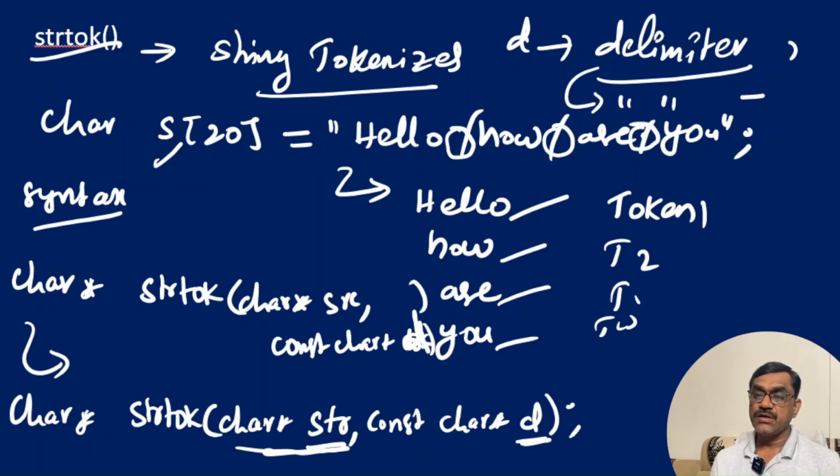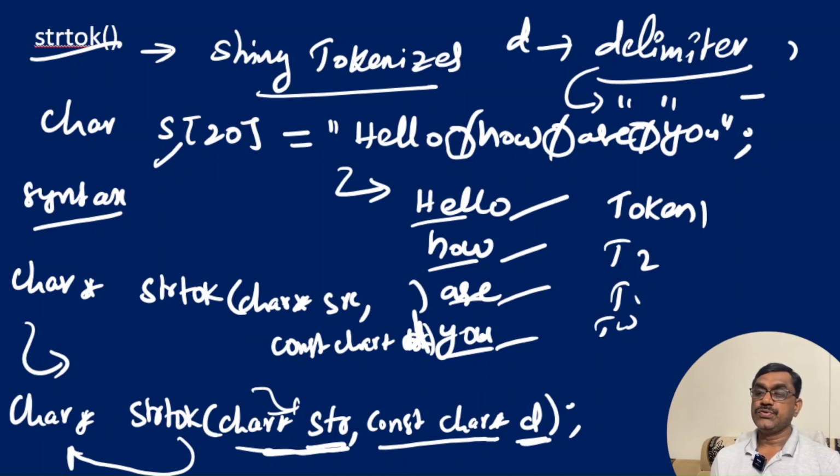Whenever we encounter the delimiter, the empty space, we treat what precedes it as a token. This delimiter is of type constant character pointer, which cannot be modified, and this is the original string str. Finally, the string tokenizer returns a character pointer which points to the first portion, that is hello, next time how, next time are, next time you. So this is the simple logic of the string tokenizer function. We will implement the program using string tokenizer.